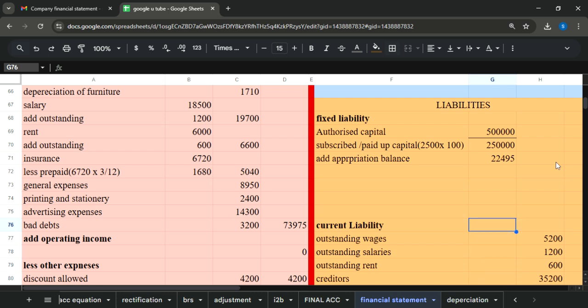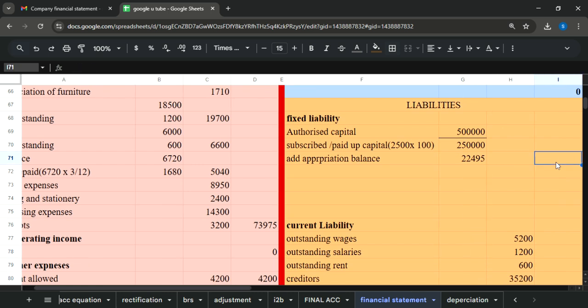We are now ready to calculate the total of fixed liabilities. For that, paid up capital plus appropriation balance. So the final fixed liability total is here. You may ask why we are not adding authorized capital. Basically, authorized capital is a nominal account. It may or may not be equal to actual capital. This is just the permission, a nominal account. That is why we are not going to add it.